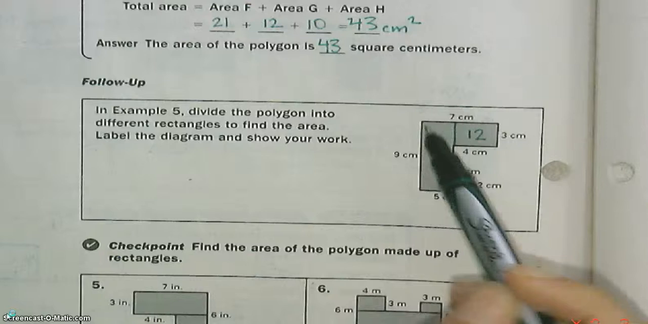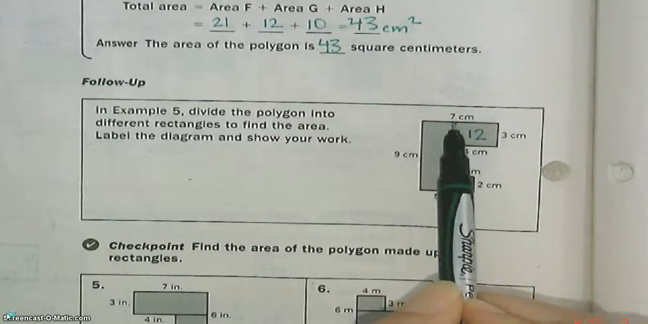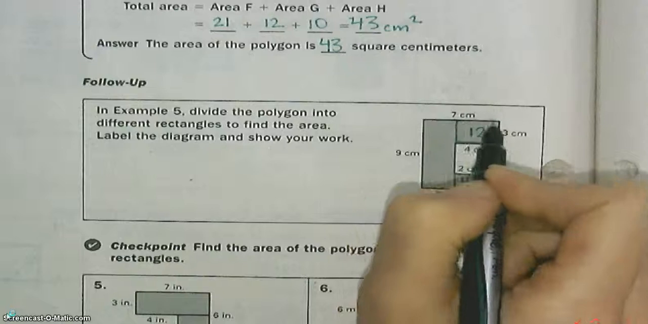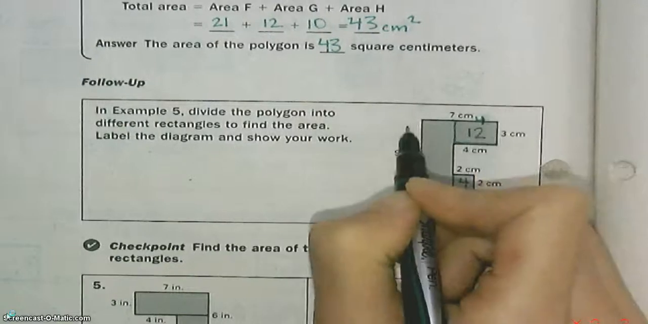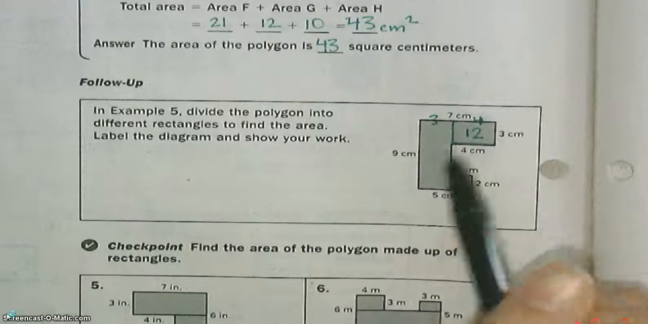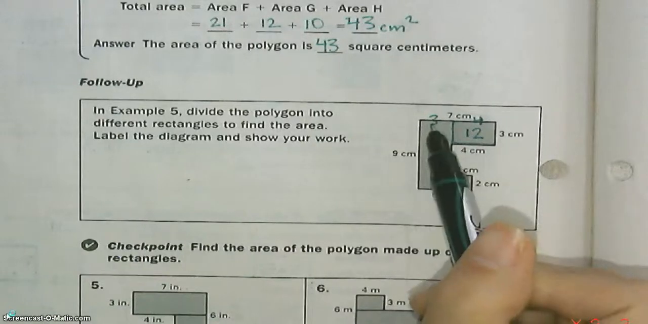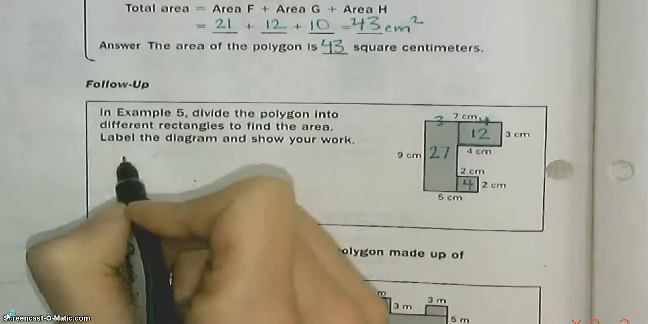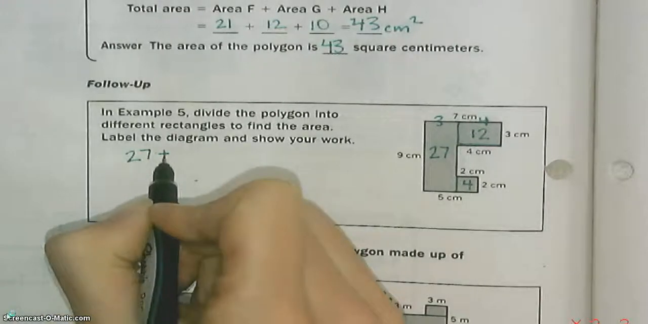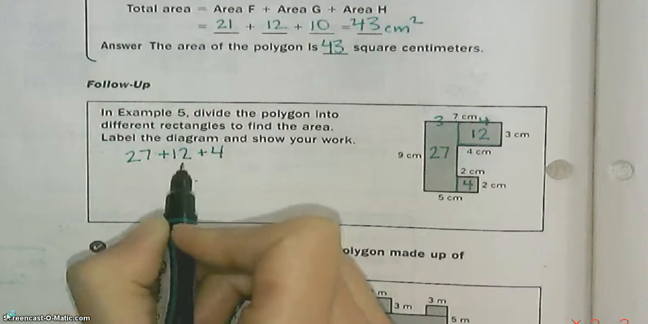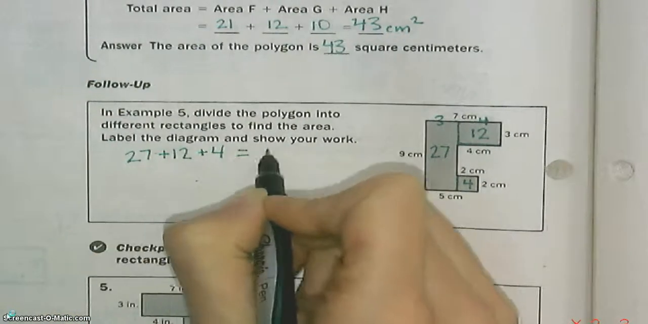Now we need the dimensions here. This is a 9 by, how long is this? Well, if you look here, this is 4, which makes this 4. And if the whole thing is 7, I need 3 more. So this rectangle is 9 by 3, which is 27. So now I've got 27 plus 12 plus 4. Well, 27 plus 12 is 39. 39 plus 4 is 43.